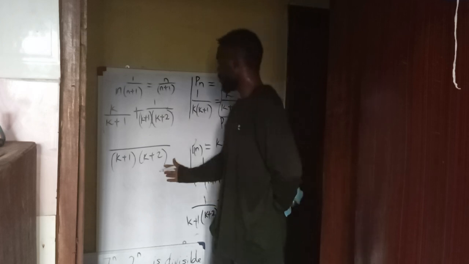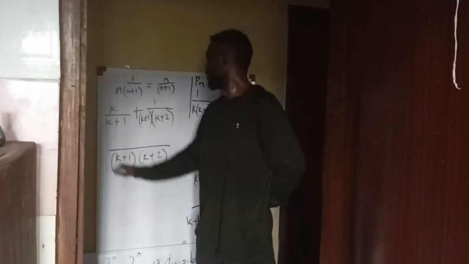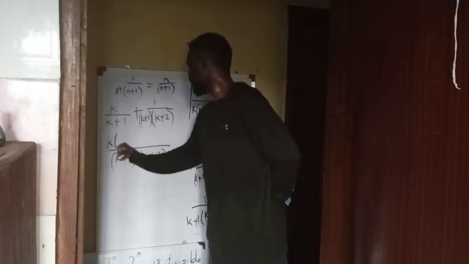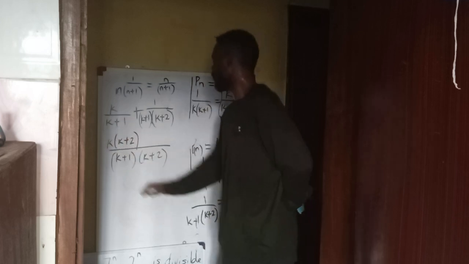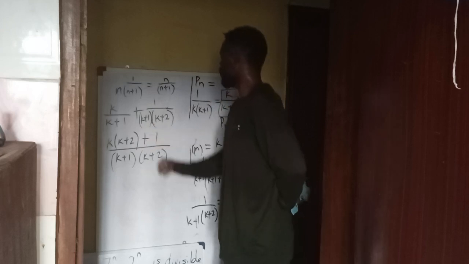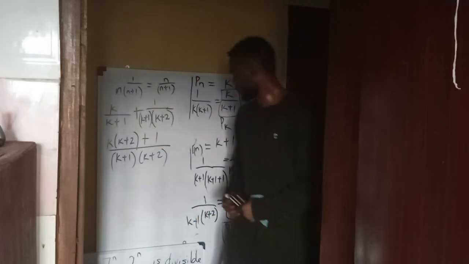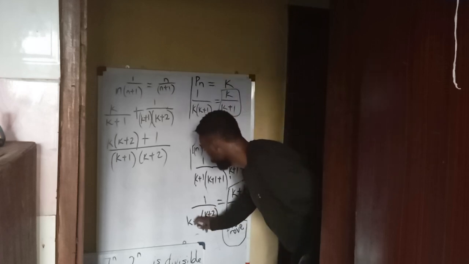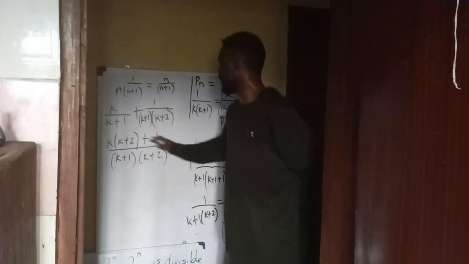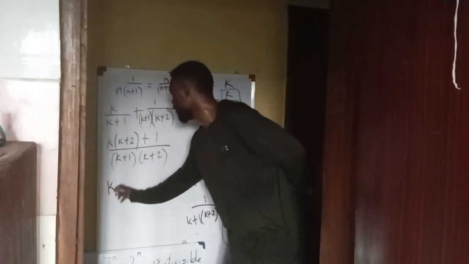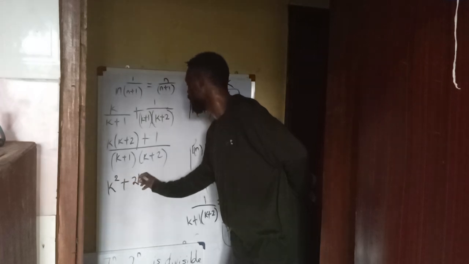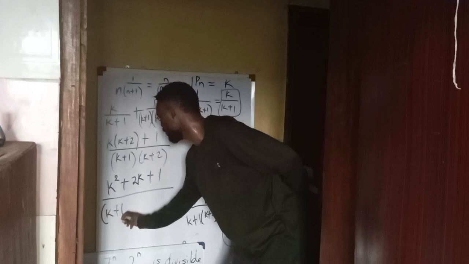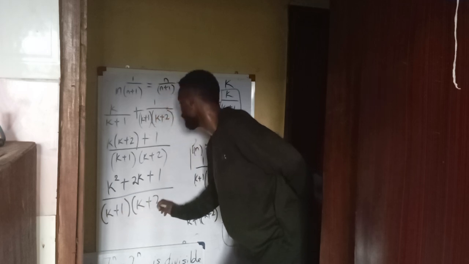So when this k plus 1 comes here and gets divided, this will leave, this will divide this. So I'll now have k into k plus 2. Then when everything here comes here and divides, I'll have plus 1. So notice that what I have up here is going to be something like saying k squared plus 2k plus 1 all over k plus 1, then k plus 2.